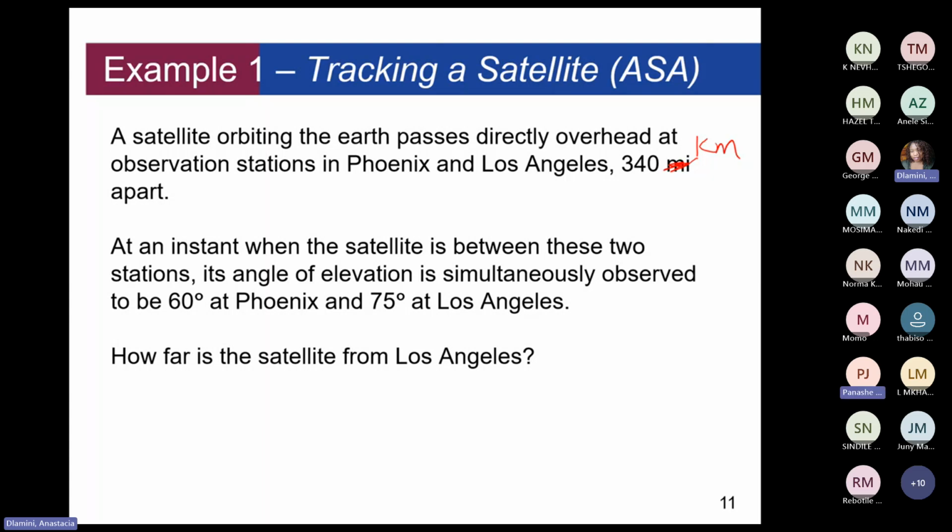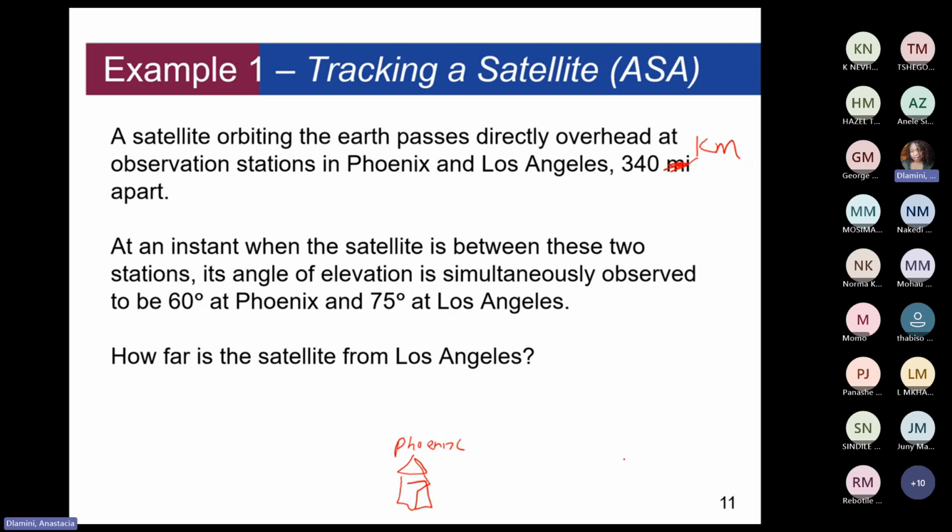Our first side would be the distance from Phoenix to Los Angeles. So that would be our distance. We could call Phoenix point A, going to point B, which is Los Angeles. So you say I should draw like a small observation station. And then let's call it Phoenix here, right?